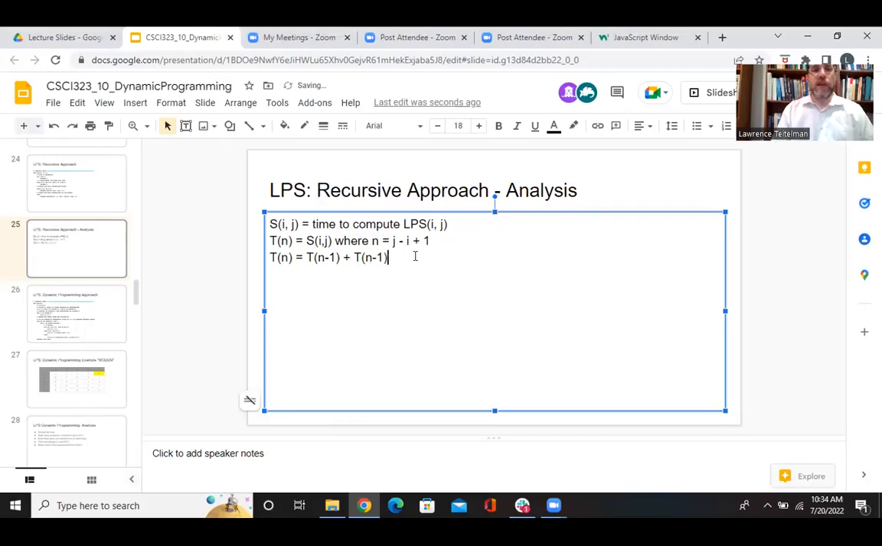Does everyone see that? So what is T of n minus 1? T of n minus 1 is equal to the time for going from I plus 1 to j, but it's also equal to the time for going from I to j minus 1. These take the same time, even though they're slightly different strings. And then I have to take the max of those. So who can tell me what the solution to that recurrence is? We just saw it in the context of Fibonacci. It wasn't the actual answer for Fibonacci.